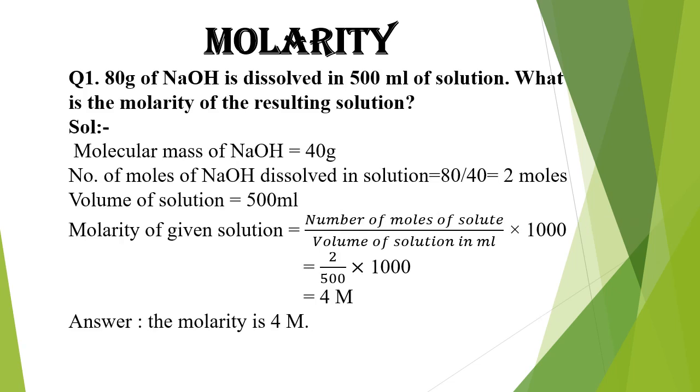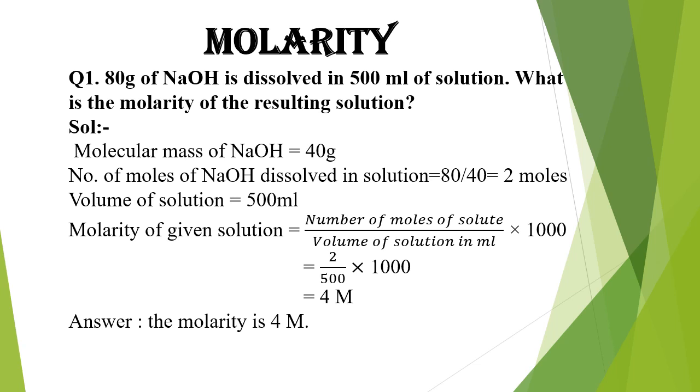Now we consider one example to understand molarity. The question is: 80 gram of NaOH is dissolved in 500 ml of solution. What is the molarity of the resulting solution? We are given 80 gram of NaOH. So first we will find the number of moles of NaOH, by dividing the given mass by its molecular mass. Given mass is 80 and the molecular mass is 40. So we get 2 moles of NaOH.